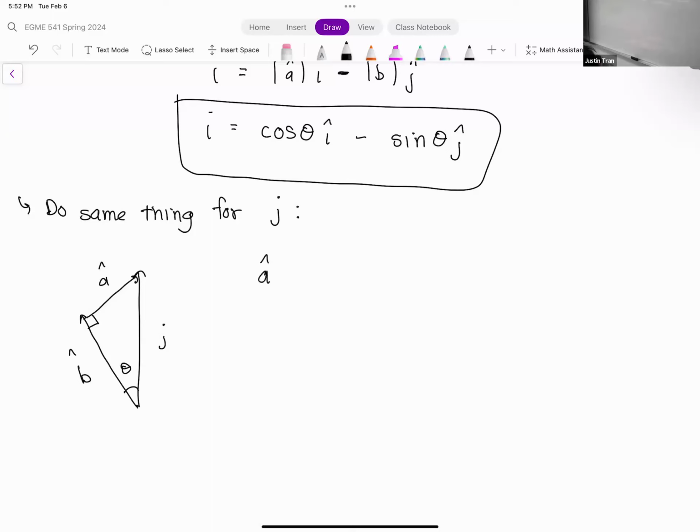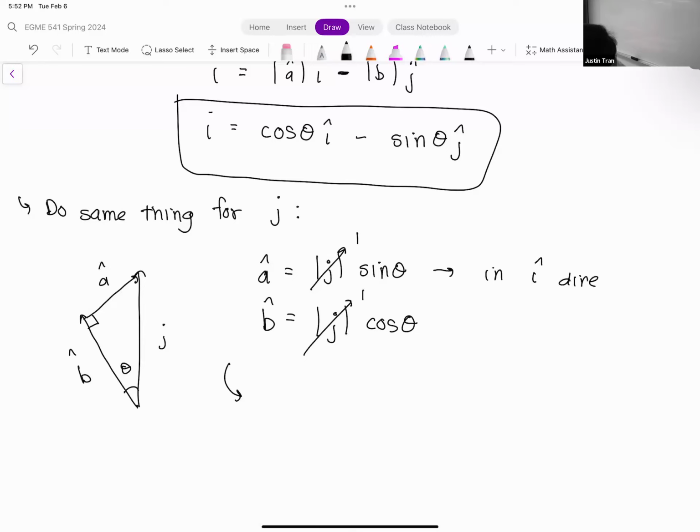So we have a hat is equal to magnitude of j sine theta. Magnitude of j we know is 1. And we have b hat is equal to magnitude of j multiplied by cosine theta, where again this is equal to 1. All right, put these together. We know a hat is in the i hat direction, or b hat's in the j hat direction, sorry. What we get is j is equal to sine theta i hat plus cosine theta j hat.